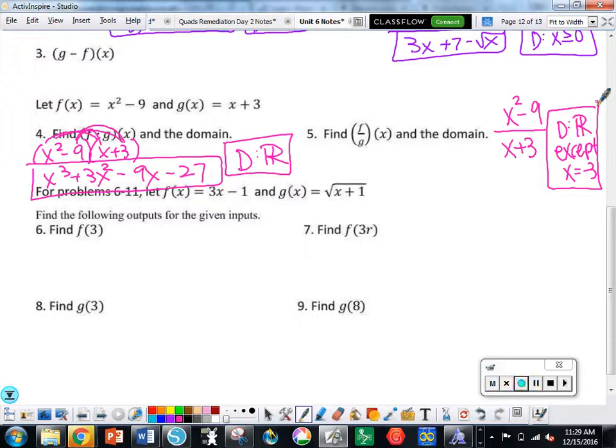Now that's not the simplified answer though. How do I simplify this? We're going back to Unit 4. Raise your hand if you remember. How do you simplify this?